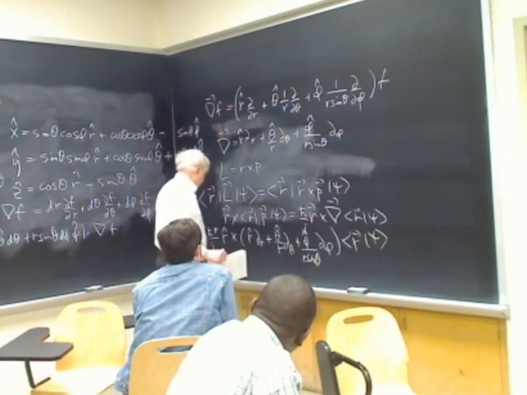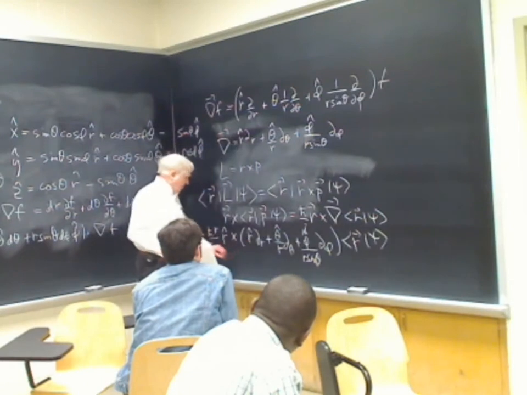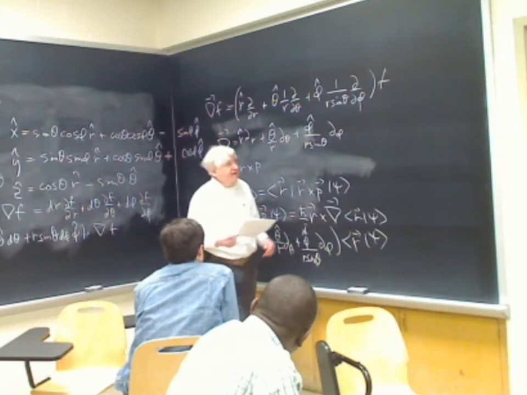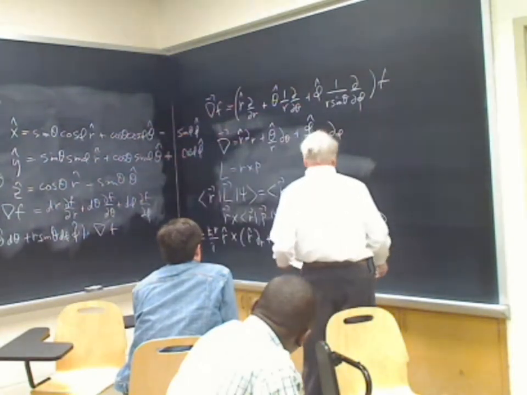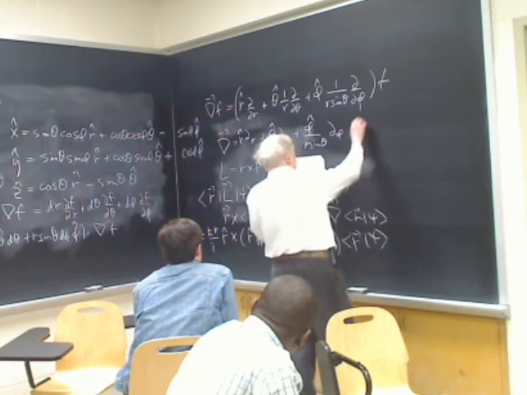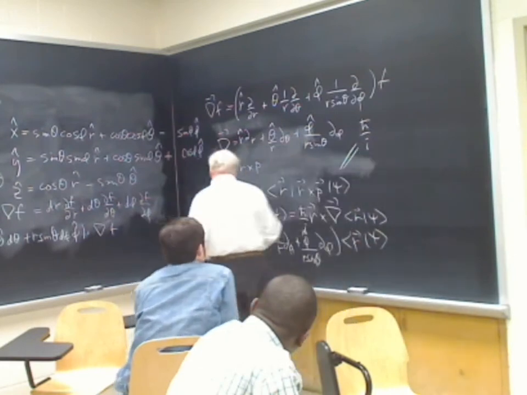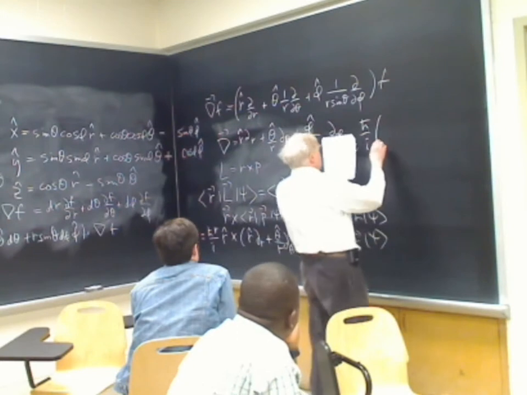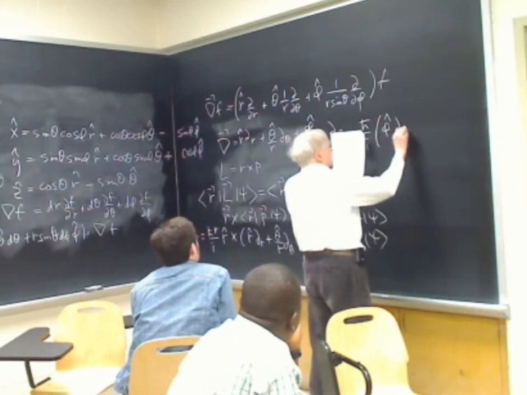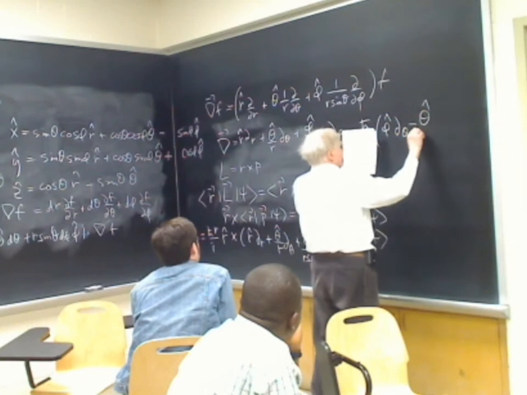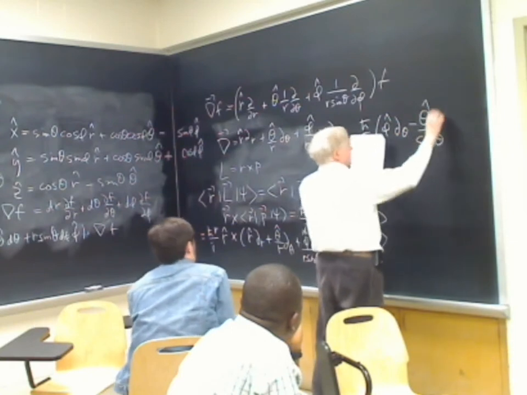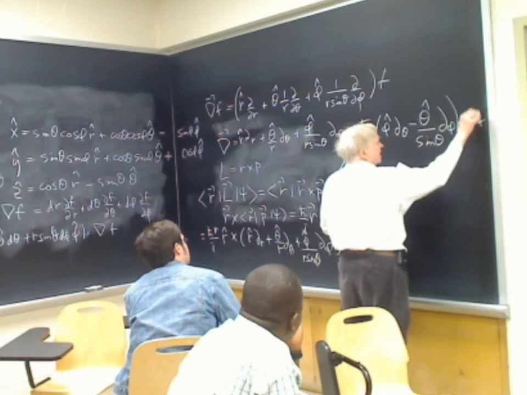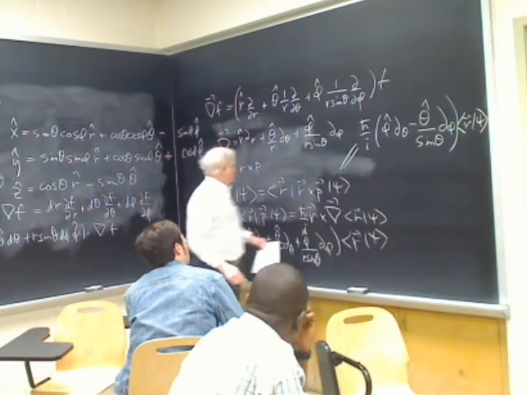But now, r hat cross r hat is zero. r hat cross theta hat is phi hat. And r hat cross phi hat is minus theta hat. And so this is equal to h bar over i. Moreover, this r cancels these two r's. So there's a lot of simplification here. This becomes simply phi hat partial with respect to theta minus theta hat over sine theta partial with respect to phi, all that acting on the wave function. Okay? So that's what L is.